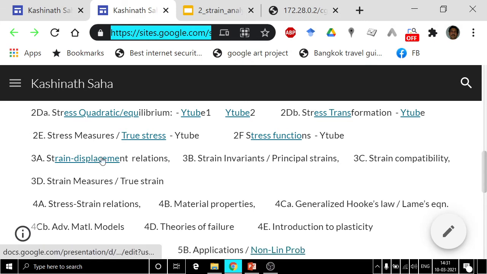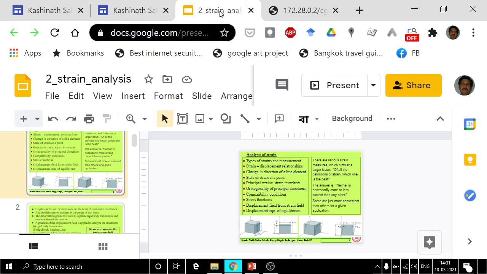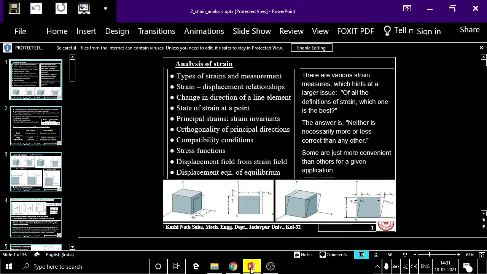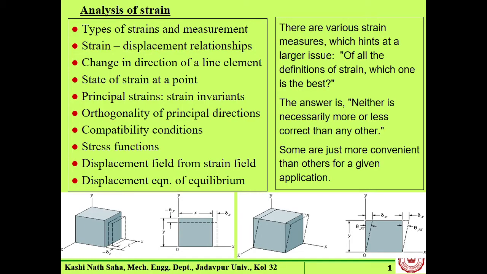Now if you click here, you will go into this slide, but here we have downloaded this slide, so I am showing it from my laptop. Okay, so this is today's topic, analysis of strain. So what are the subtopics that we will discuss? These are written here: the types of strain, how we measure them, the strain measurement part. Then the strain displacement relationships we will be discussing.